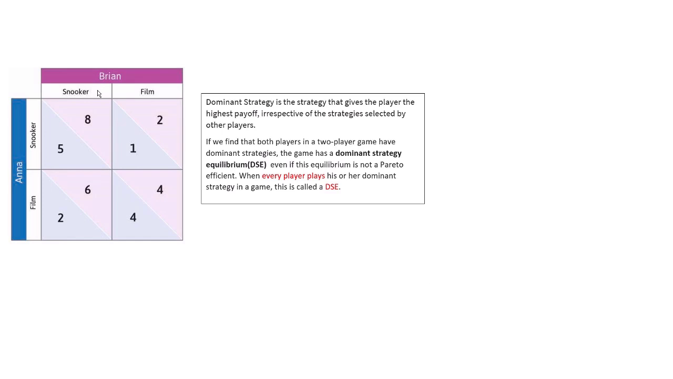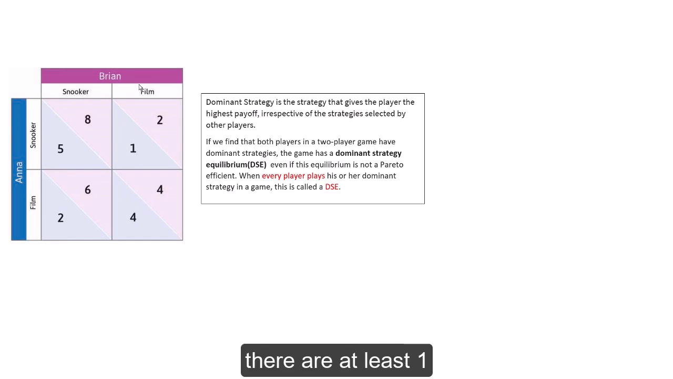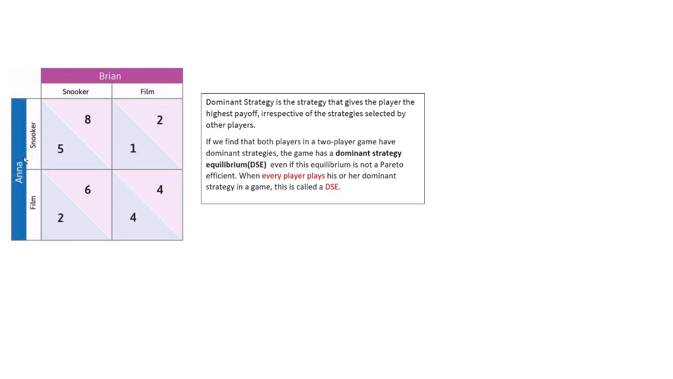Hi everyone, I'm going to introduce you to game theory. In game theory, there is at least one player. For example, this is player 1, this is player 2, and this is their respective strategy. Say these two people are discussing whether they are going to watch snooker or a film. Assume this is the happiness level. If we plot this into a matrix table, this is called a payoff matrix.